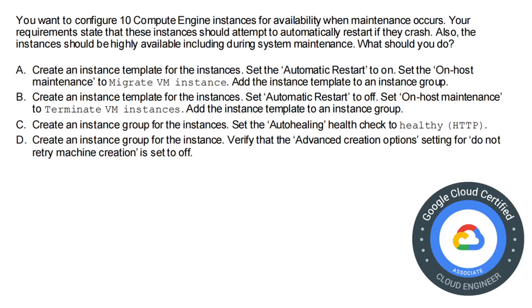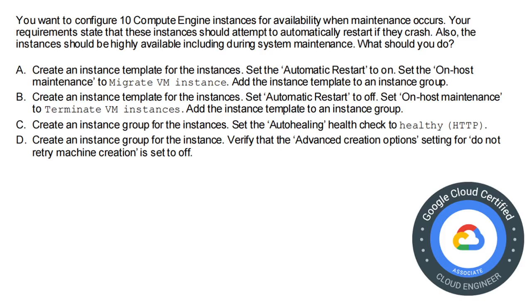You want to configure 10 Compute Engine instances for availability when maintenance occurs. Your requirements state that these instances should attempt to automatically restart if they crash. Also, the instances should be highly available, including during a system maintenance. What should you do? So we have different options for this.